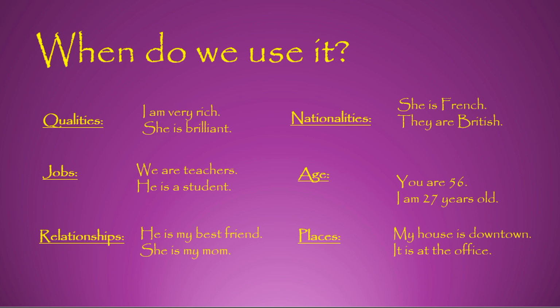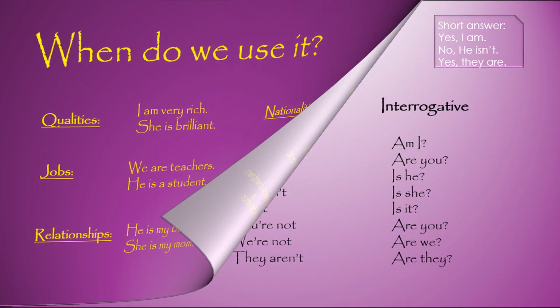Let's start by saying that we're gonna use the verb be when talking about qualities. For example, I am very rich, she is brilliant. Nationalities, she is French, they are British. Jobs, we are teachers, he is a student. Age, you are 56, I am 27 years old. Relationships, he is my best friend, she is my mom. Or places, my house is downtown, it is at the office.